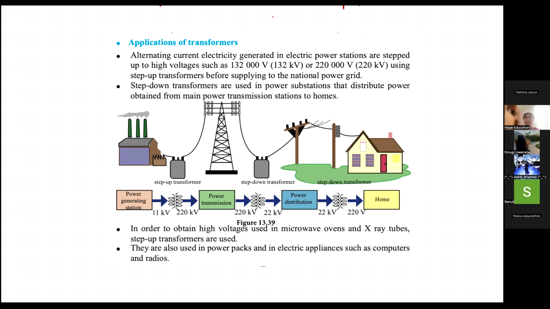Power stations, you know, in Sri Lanka, mainly electricity is generated by hydropower. So we have hydropower stations, Victoria, Randenigala, Laxapana. Then the current is stepped up to high voltages like 132, 220 kilovolts. Right? That is done by step-up transformers. If we want to increase the voltage, we have to use step-up transformers.